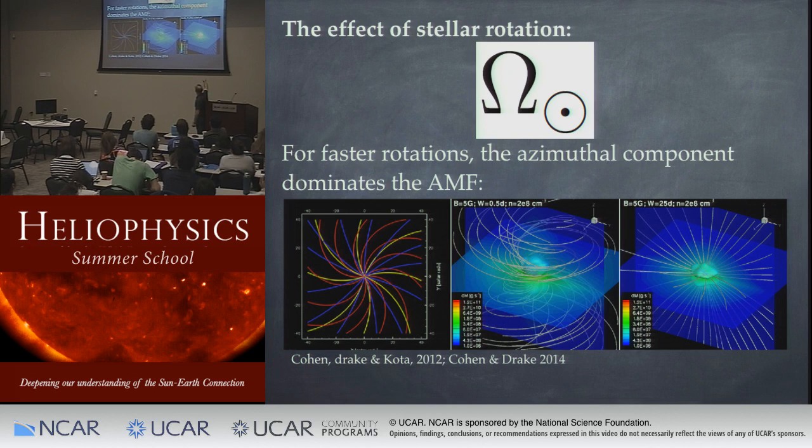And you can see that for the 25 days rotation, the field lines are pretty much radial, because it's dominated by the radial component at that distance from the star or the sun. If we boost the rotation up to half a day, and we do have some stars like that, you can still see that the solar corona itself looks like an extremely wrapped spiral. And that can have some consequences on the winds and the mass loss rate that is escaping from the star. Again, we'll be talking about it later.